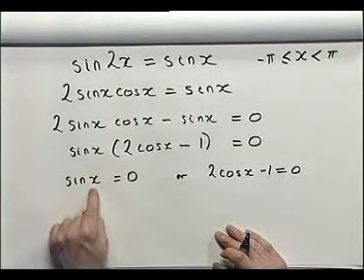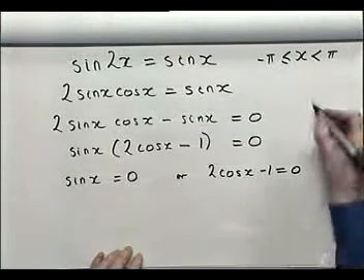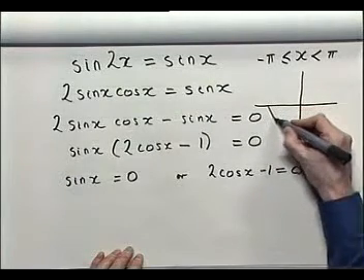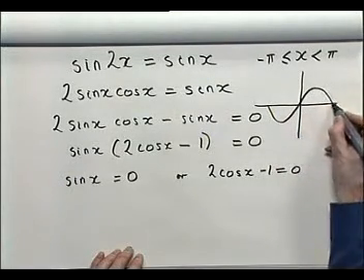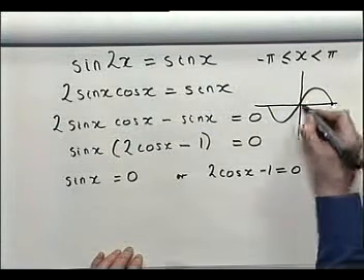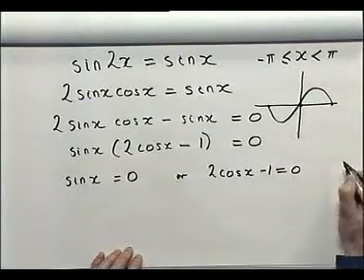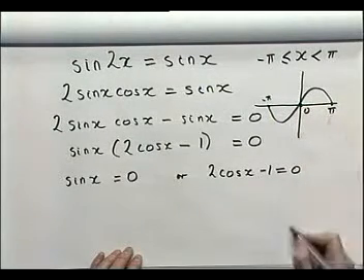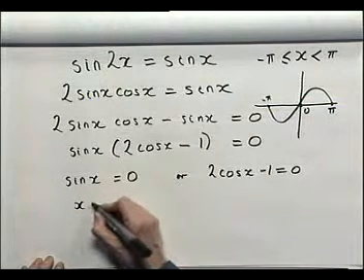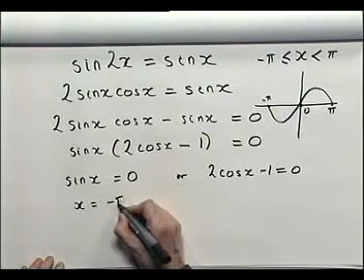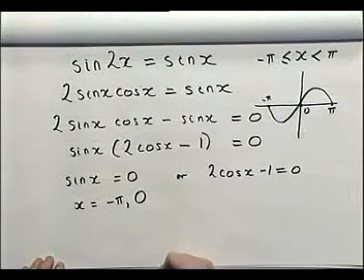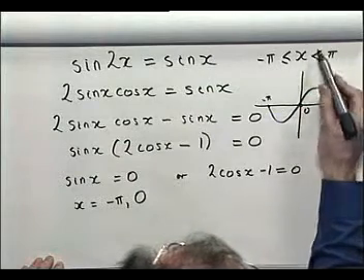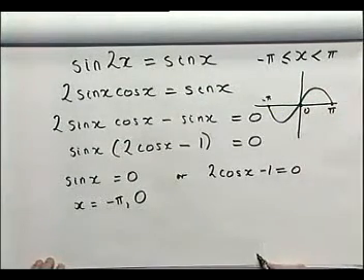Let's take this one first. Sine of x is 0. And let's draw a sketch up here of sine of x. There it is. And it's 0 here, here, and here on the x-axis. At minus pi, 0, and pi. So straight away we've got x equals minus pi and 0. Not pi, because pi is excluded from the range that we've got.